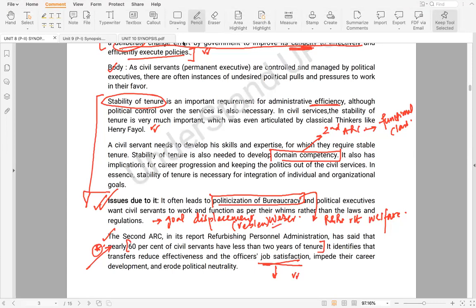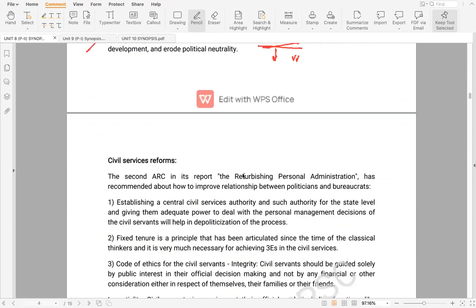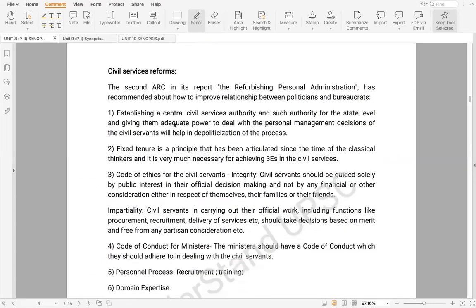Okay. So what are the reforms that you need? You will talk about the holistic overall reforms as well, and also give a quick focus on the transparent transfer policy that you need. So the second ARC in its report, Refurbishing Personnel Administration, has recommended how to improve the relationship between the politicians and the bureaucrats. This is the main crux of the question.